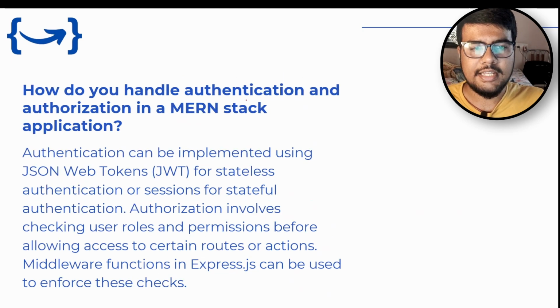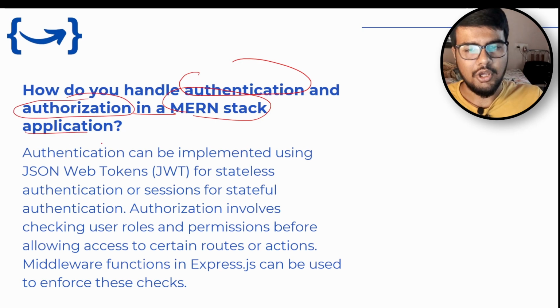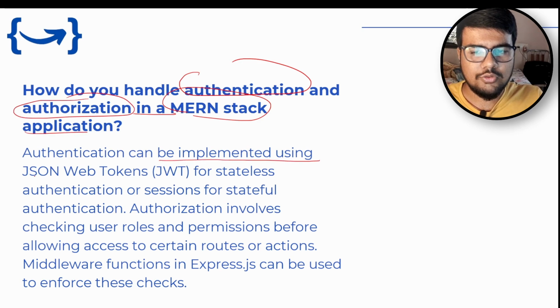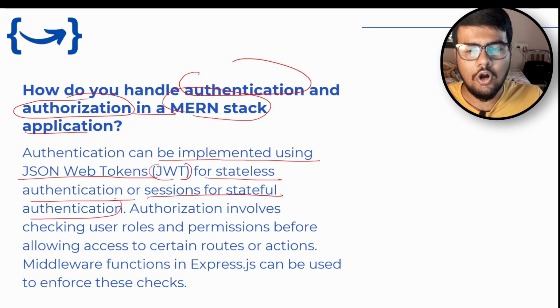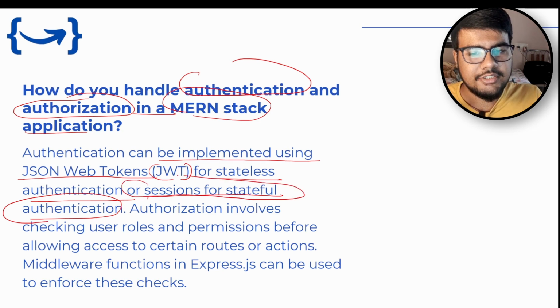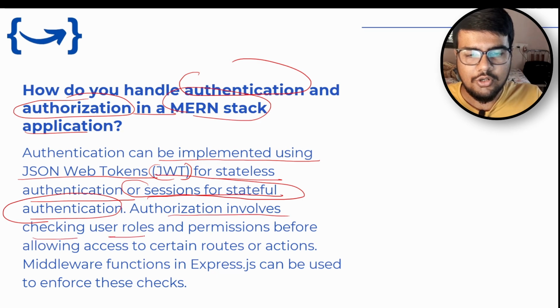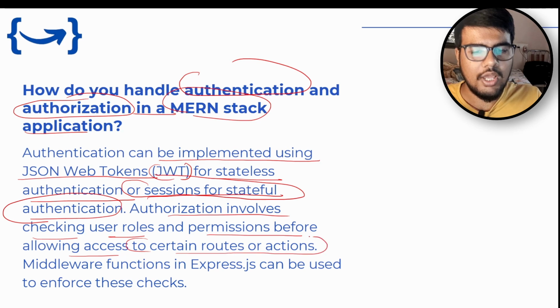How do you handle authentication and authorization in the MERN Stack, and what is the difference between authentication and authorization in an application? Authentication can be implemented using JSON Web Tokens (JWT) for stateless authentication or sessions for stateful authentication. Great. The keywords: sessions and stateful authentication. Authorization involves checking user roles and permissions before allowing access to certain routes and actions.